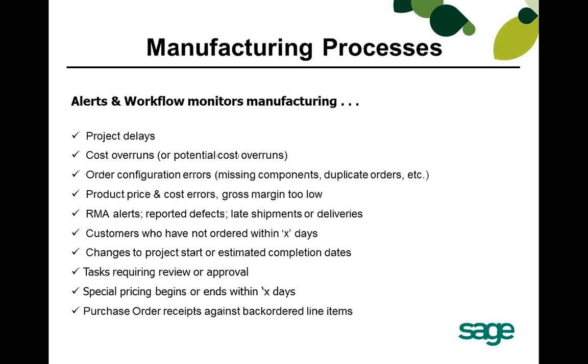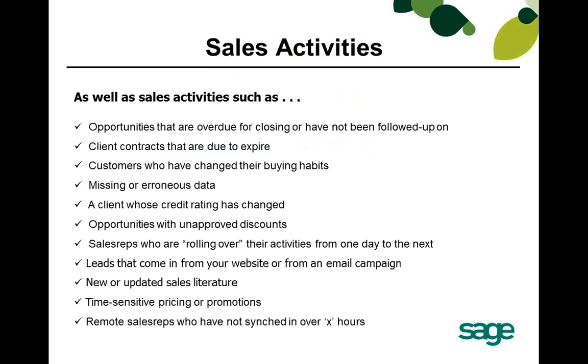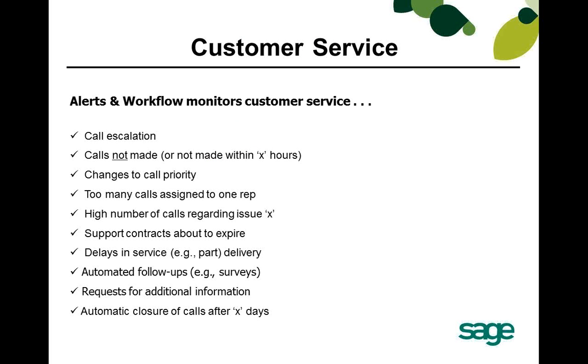It's important also to note that that means monitoring every aspect of information across your Sage ERP application, whether it's accounting, manufacturing, data, everything. Now, it's also worth noting that Sage Alerts and Workflow was designed to be enterprise-wide. What that means is beyond just monitoring your Sage ERP application, Alerts and Workflow can monitor your other business applications as well. Do you have a sales or CRM application? Because if you do, it sure would be nice to monitor for conditions like opportunities that are overdue for closing.